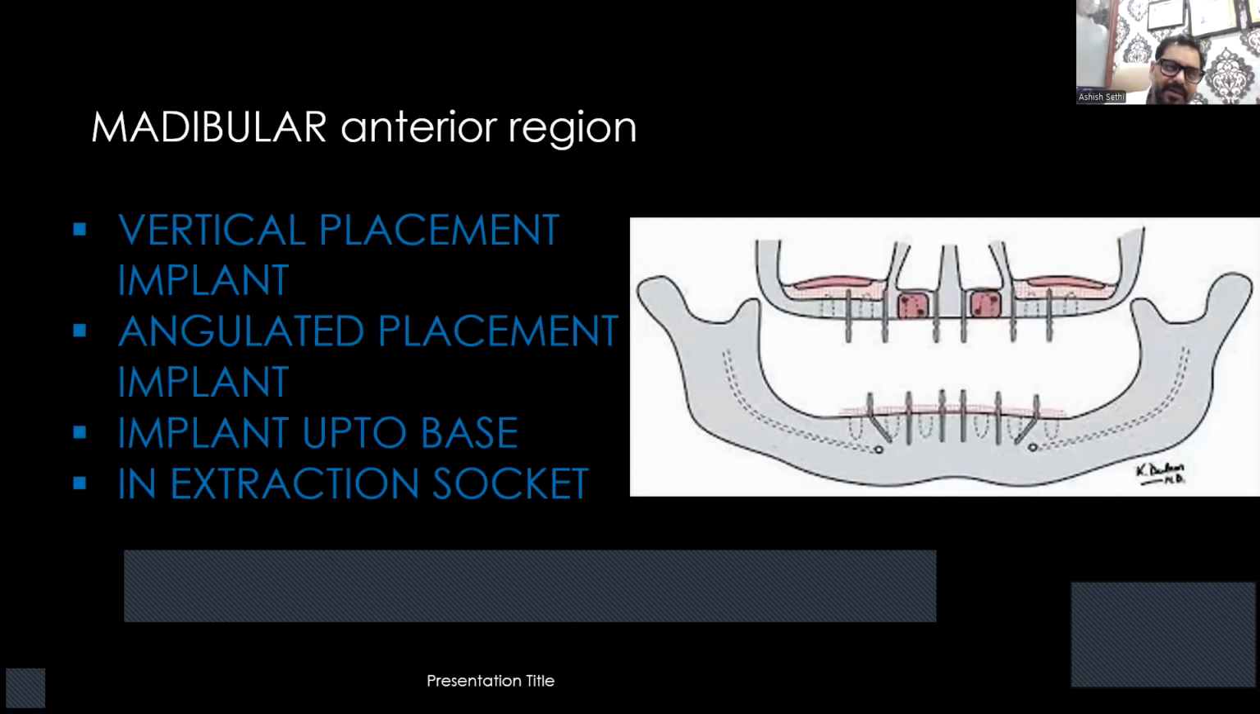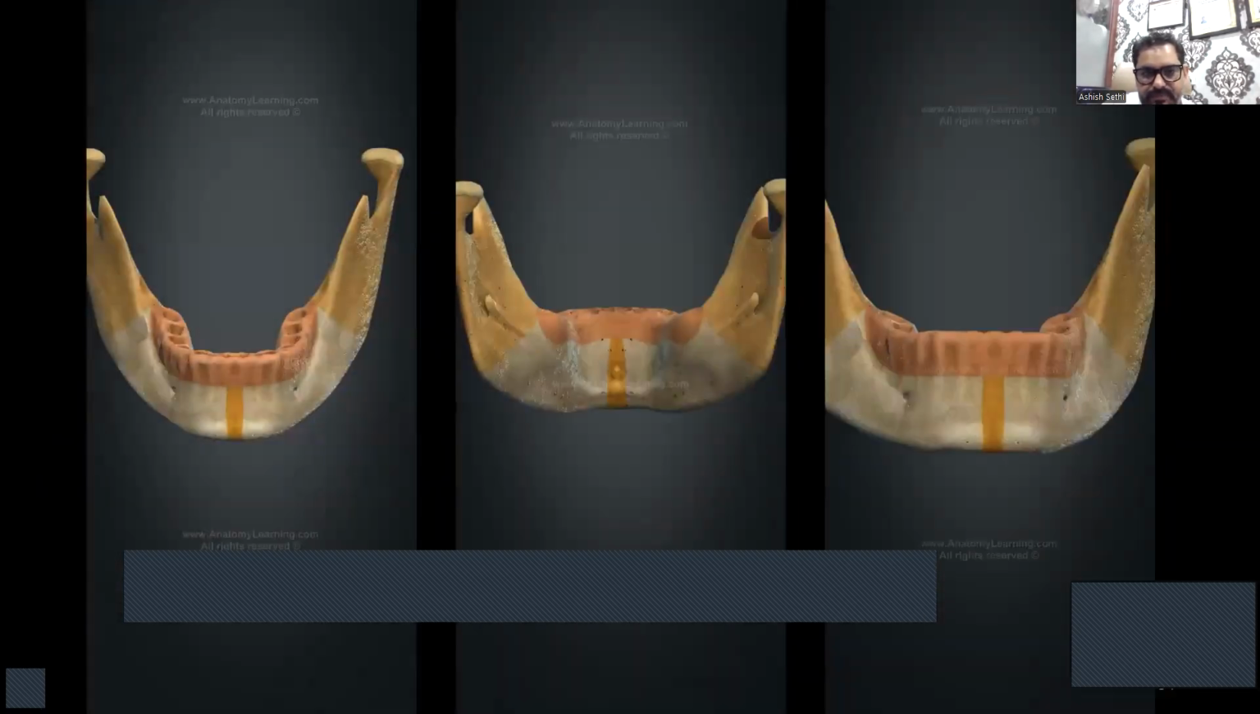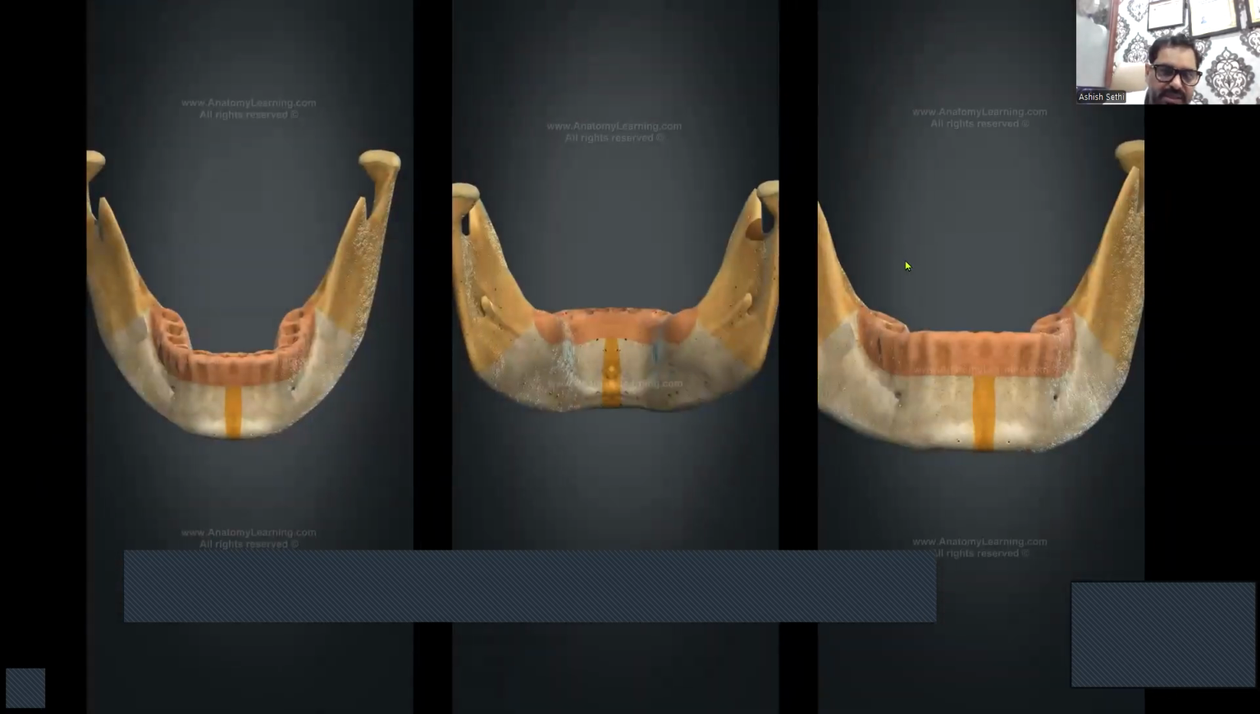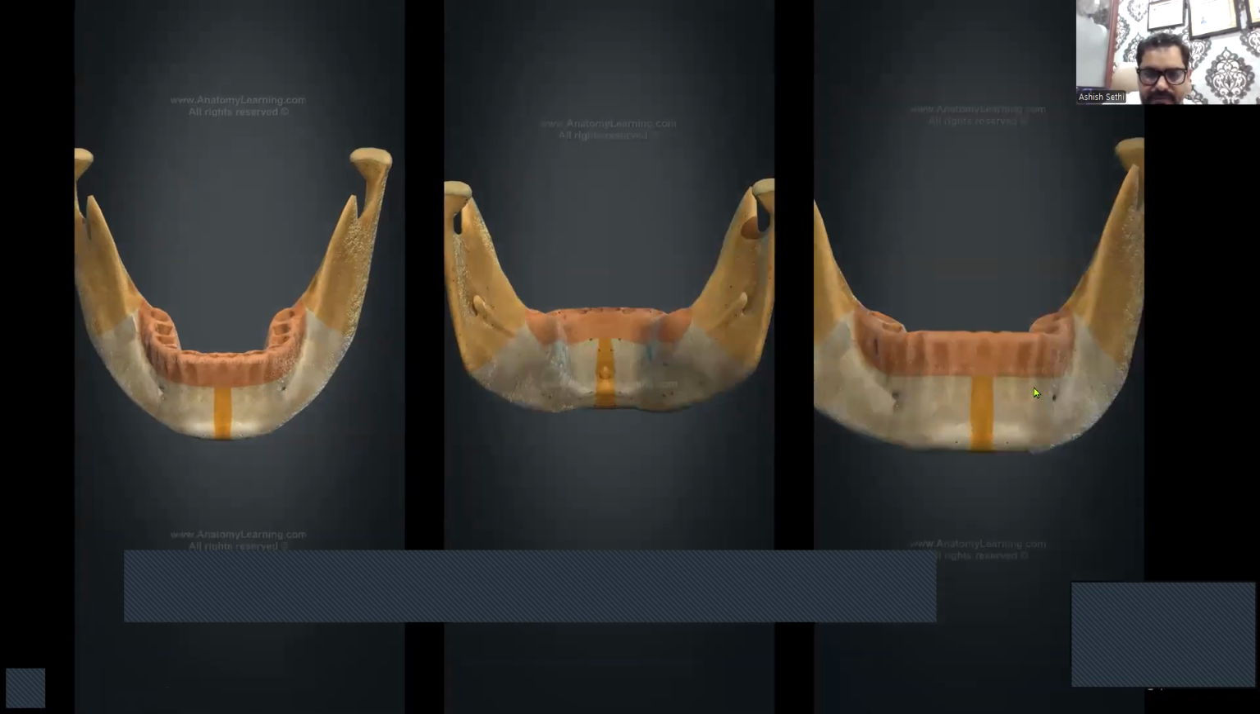In the interforaminal region, we can place the implant vertical, we can place it in angulated form, or sometimes we can also place it up to the base of the mandible. So these are the different locations. This is the interforaminal region, foramen to foramen, that I already mentioned. This is a posterior view of the mandible where you can see the mylohyoid ridge over here, and we exit the implant below this mylohyoid ridge. This is again the interforaminal region.